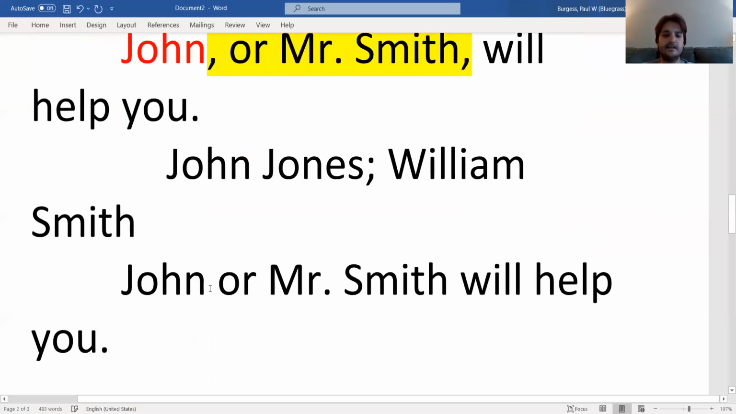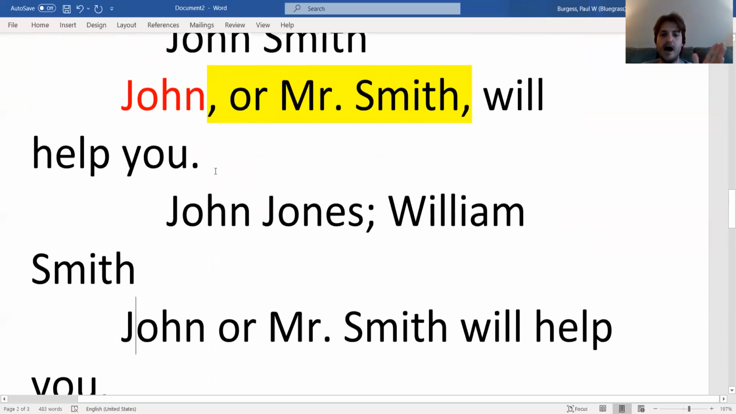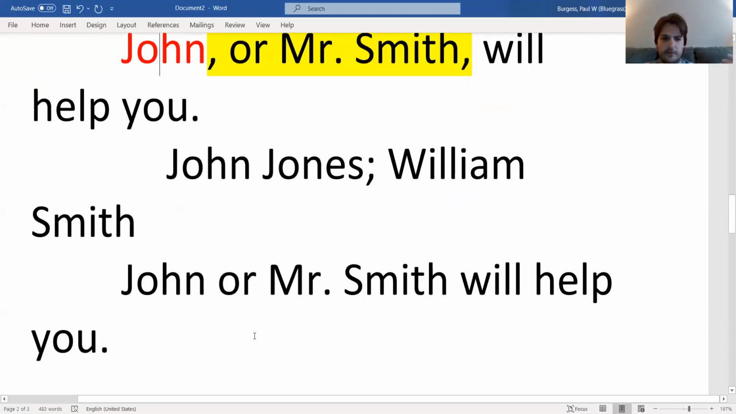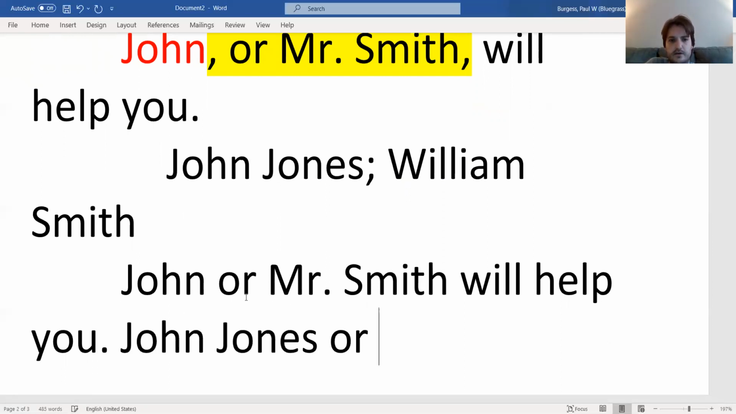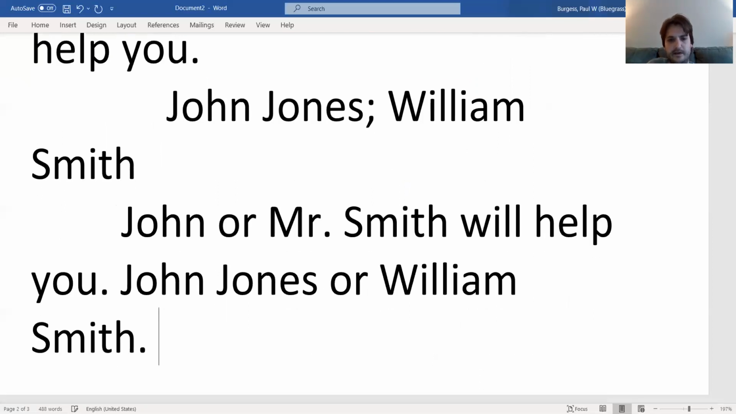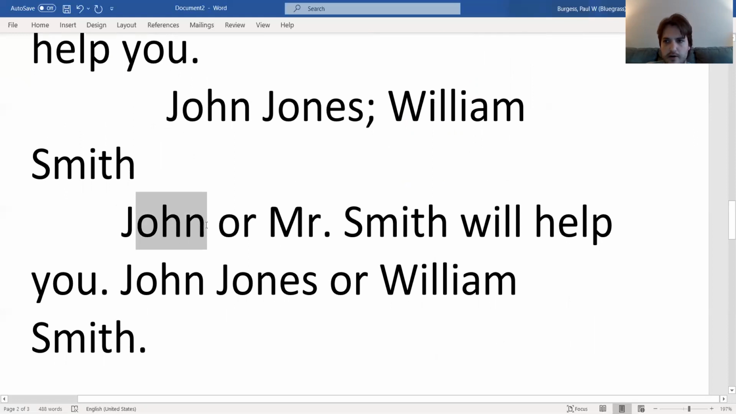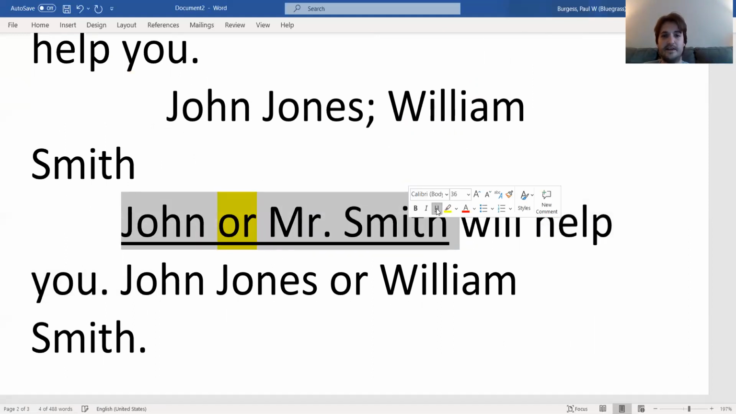In the second case, we have no commas, and we would read this as John or Mr. Smith will help you. So not John, or Mr. Smith, will help you, but John or Mr. Smith will help you. Notice the difference here is we have two people, John Jones or William Smith. Okay, John might be younger, so we call him John. Maybe Mr. Smith, William, is older, so we call him Mr. Smith. The important thing to recognize is that or here really means you have two choices, and the sentence really does require both people.